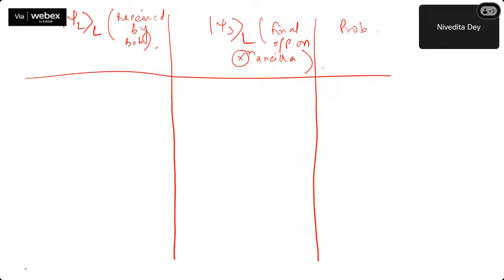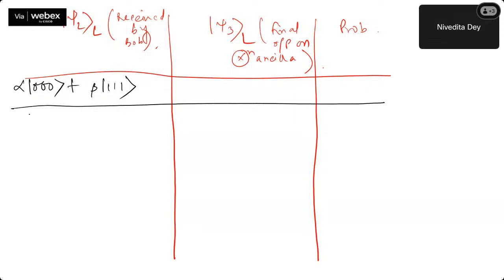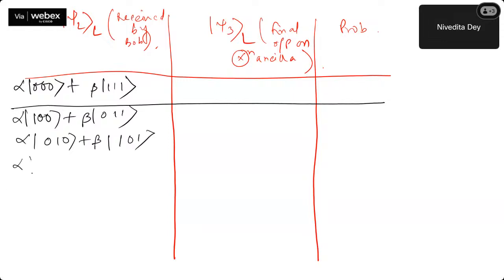Let me write down all the possibilities first. Alpha ket 000 plus beta ket 111. Then alpha ket 100 plus beta ket 011, alpha ket 010, and so on. Those who are writing it can see it. Exactly, these are all the states that we have got earlier, so this is nothing new that I'm writing yet.